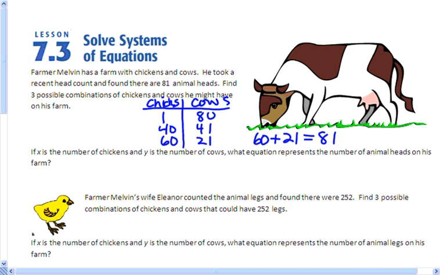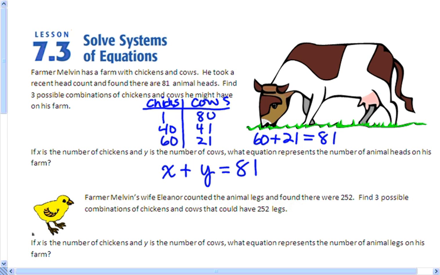So if x is the number of chickens and y is the number of cows, what equation represents the number of animal heads on his farm? Well, as you can see from those examples, we just added the number of chickens plus the number of cows to get the total number of heads, which is 81, so x + y = 81 represents that. And you might also notice that that's a linear equation in standard form.